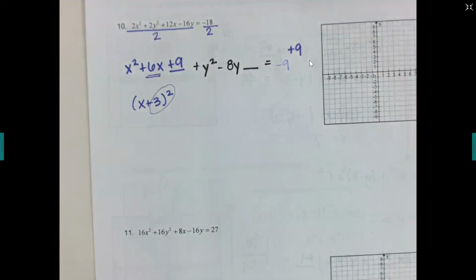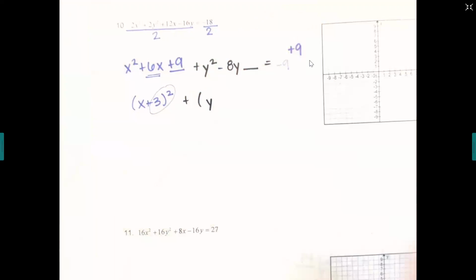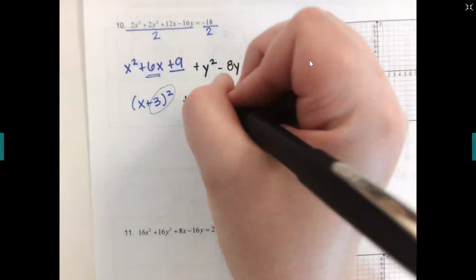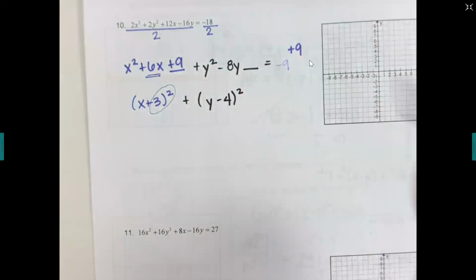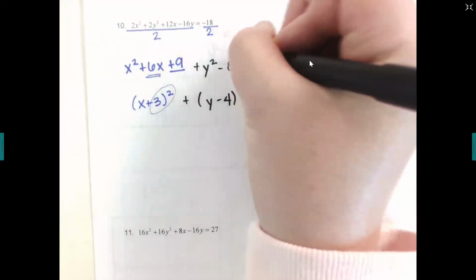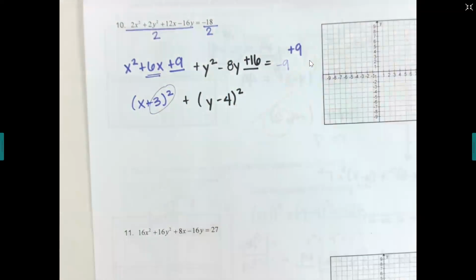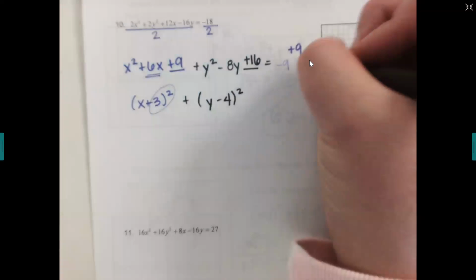Okay, now I'm ready to do my y's. I had a -8 for my y's. What's my parentheses going to be? -4. And then what's 4 squared for me to fill in the blank? Should I do plus or minus 16? Always plus, because remember, even if it was negative here, when I times -4 times -4, the negative crosses out. And then plus 16.